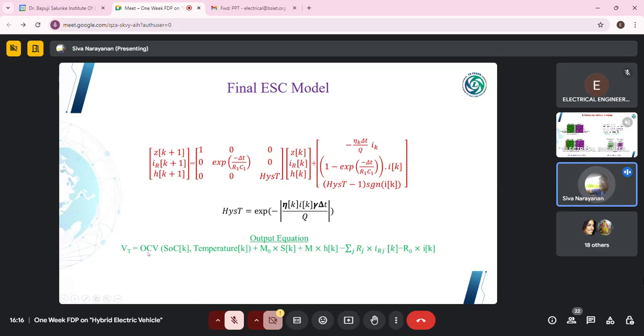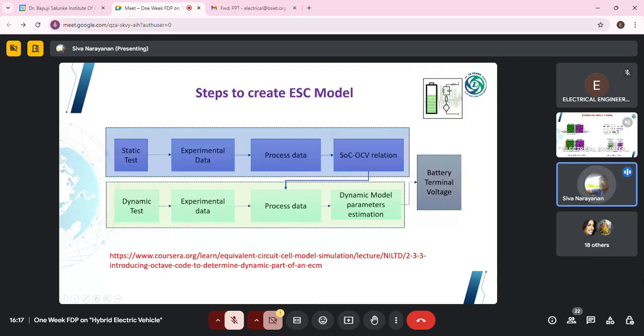The output equation is nothing but the open circuit voltage, which is dependent on SOC and temperature, and this M0 and M are given by the hysteresis, and this R is the resistance. But nowadays, in most research papers, the hysteresis contribution is removed, because there is no big accuracy gain required by them from this hysteresis. So generally they have the open circuit voltage and the effect of the internal resistance R0 and the R1 C1 path. So this is how the model is formed.